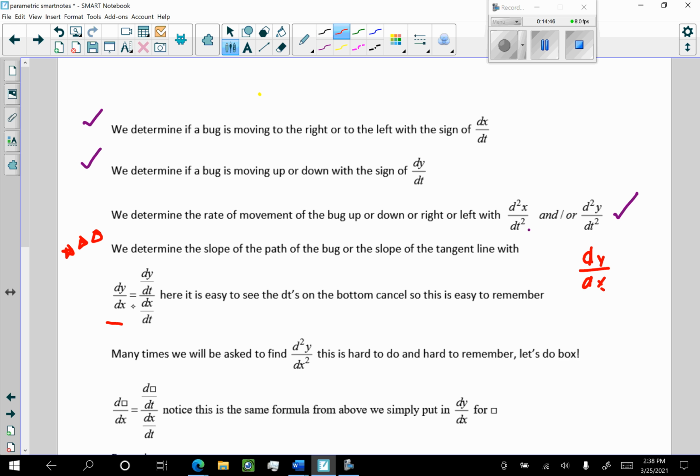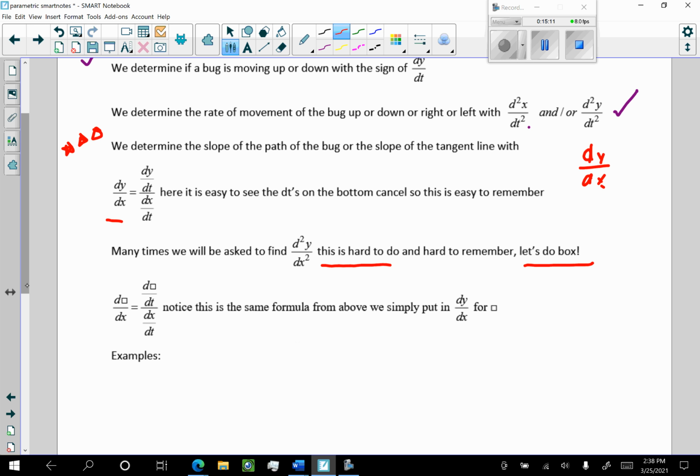We will also be asked to find the second derivative of y with respect to x. And I'm going to tell you, this is hard to do and hard to remember. If you think about the box method, it makes it a little bit easier. We may or may not go over one of these examples because they're not too awful important, but important enough to certainly add it to our curriculum here.